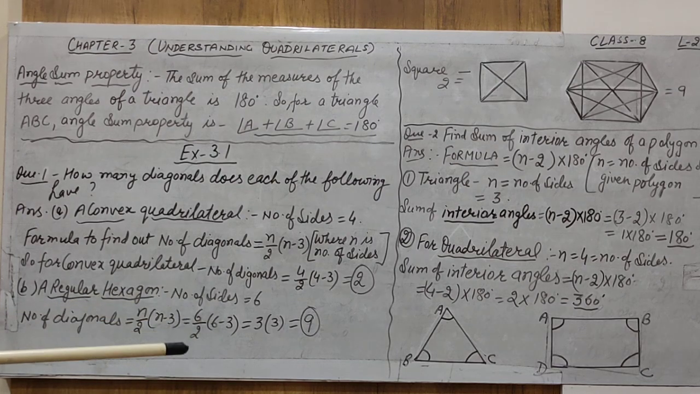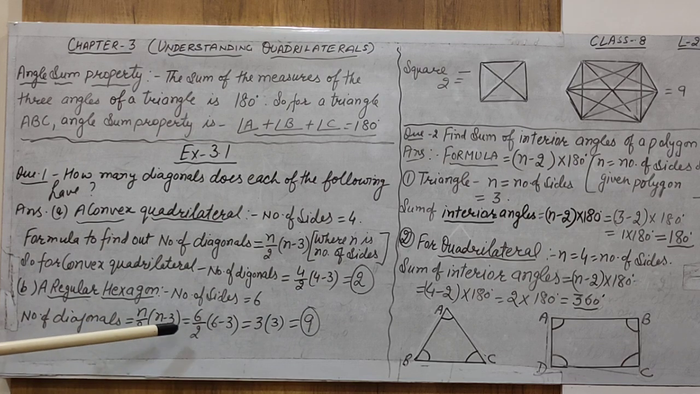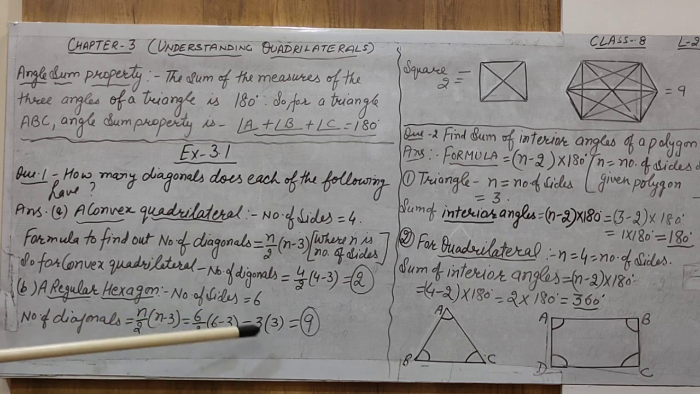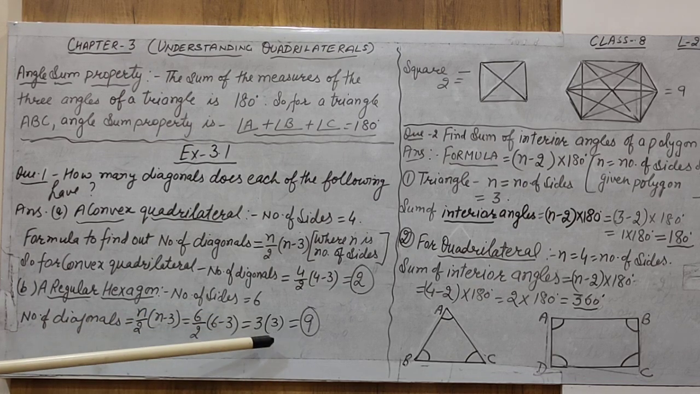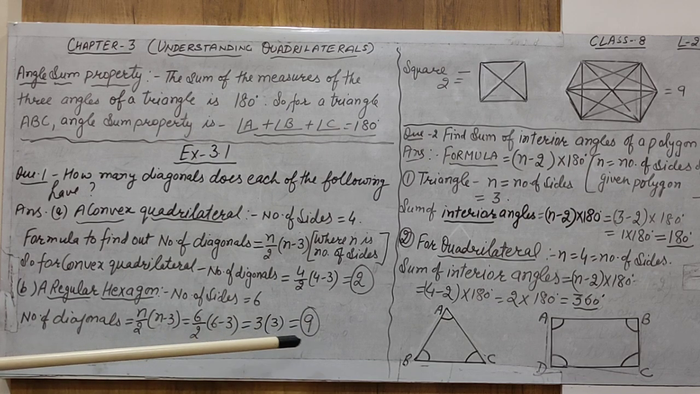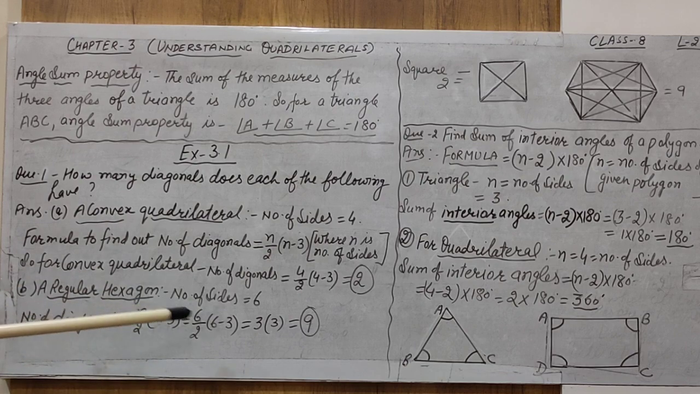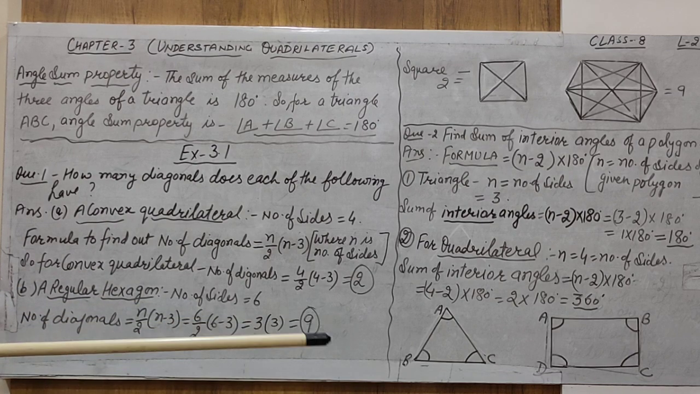Now put the value of n. n is equal to 6. 6 by 2 multiplied with 6 minus 3. 2 can be cancelled out with 6 at 3, and 6 minus 3 is 3. Now when 3 is multiplied with 3 which is in the bracket, we get 9. So there are a total of 9 diagonals in a hexagon. Let us see from the figure how the 9 diagonals can be drawn.